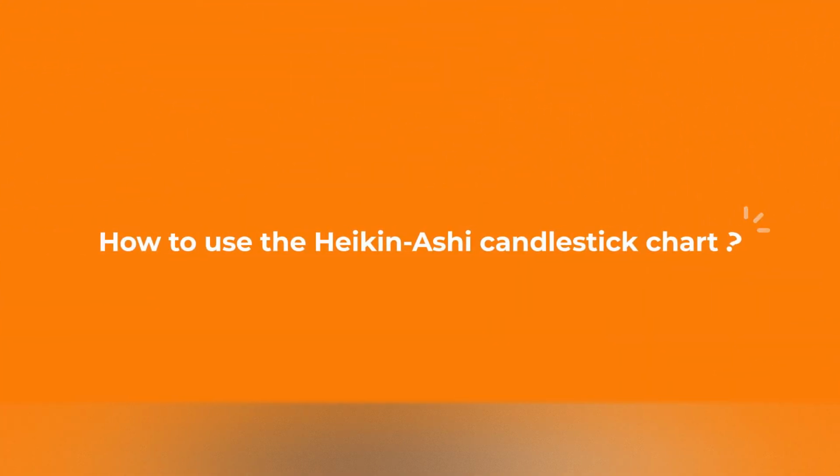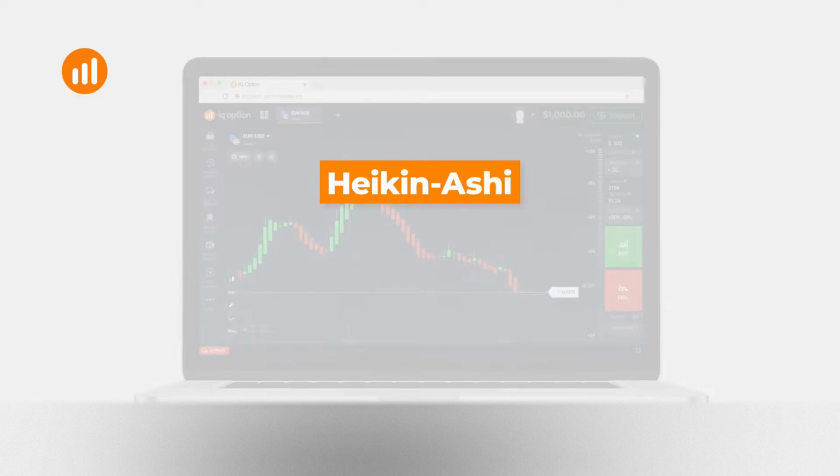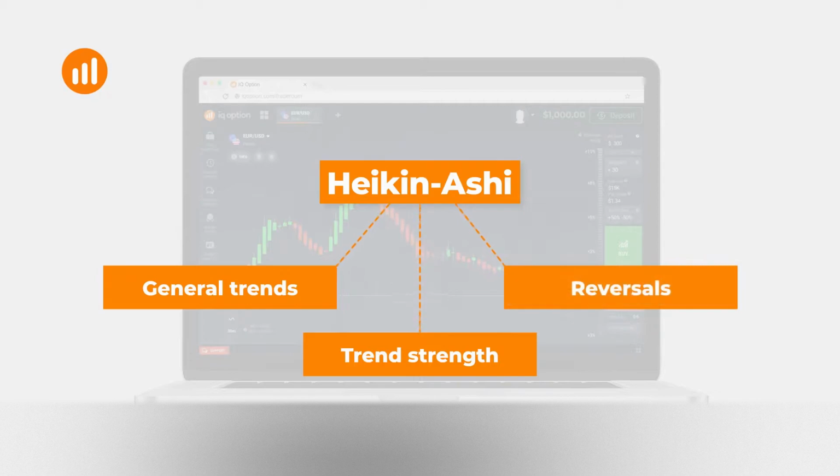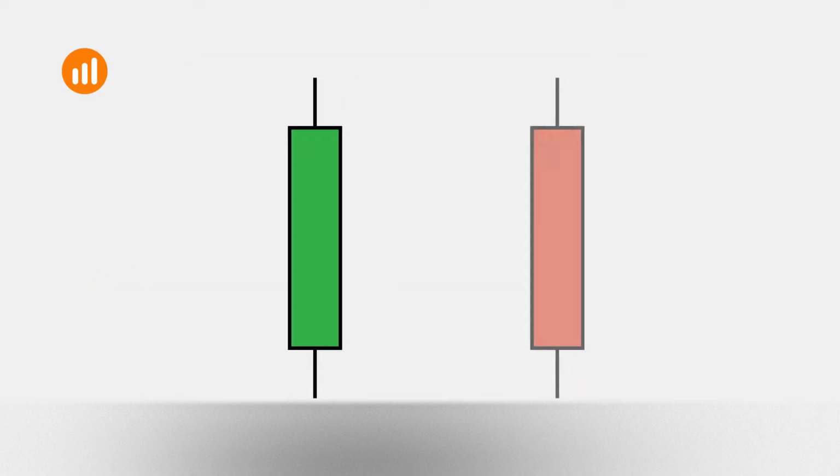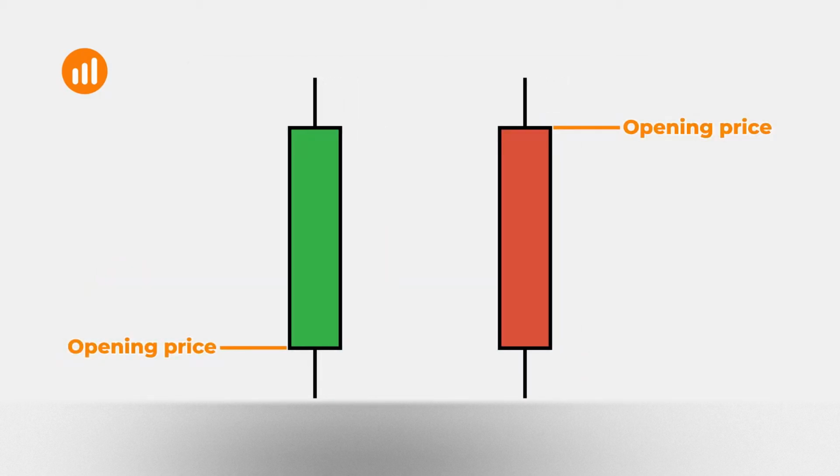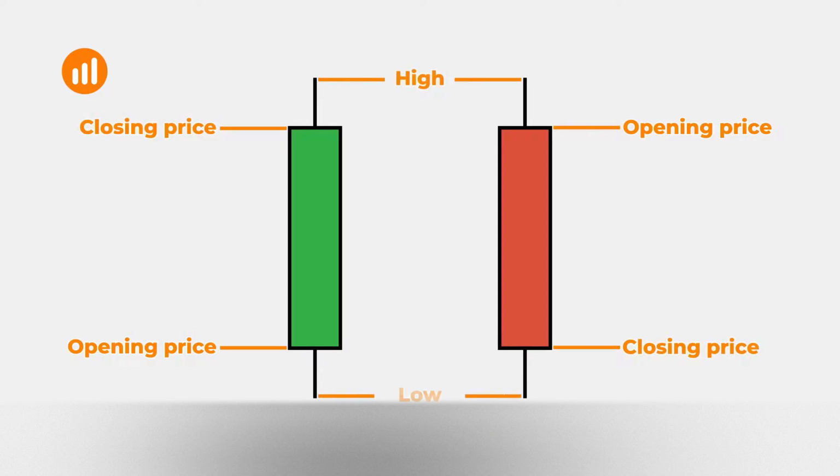How to use the Heikin Ashi candlestick chart? The Heikin Ashi is a type of candlestick chart that may help spot general trends, trend strength, and reversals. Heikin Ashi candlesticks display the opening price, the closing price, the high, and the low.